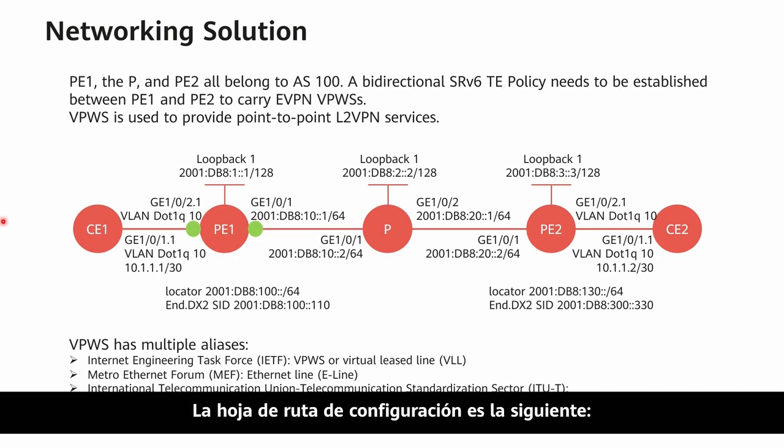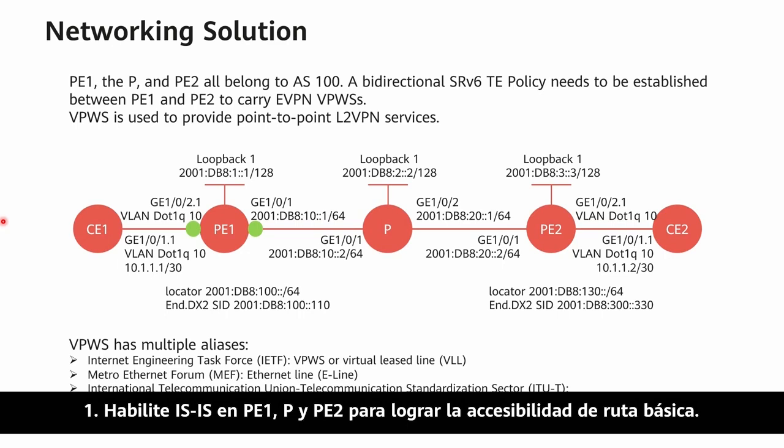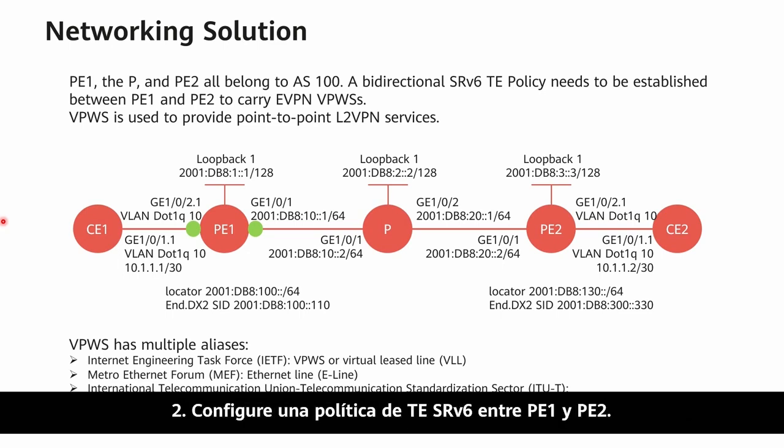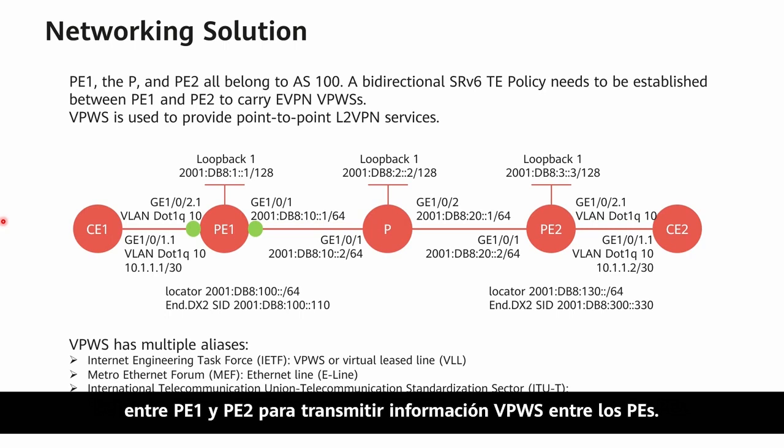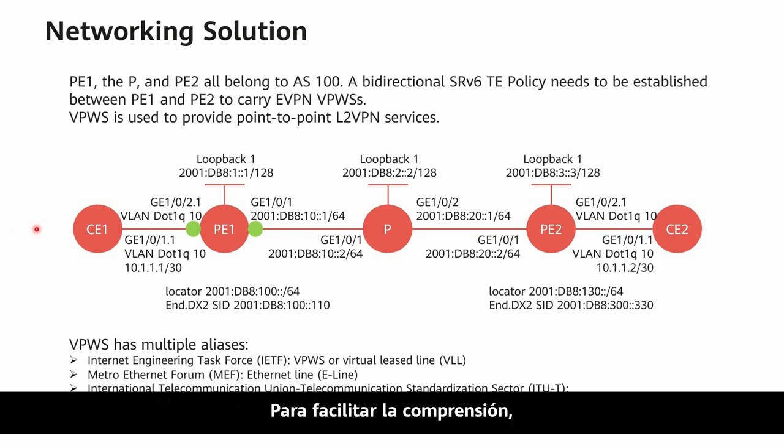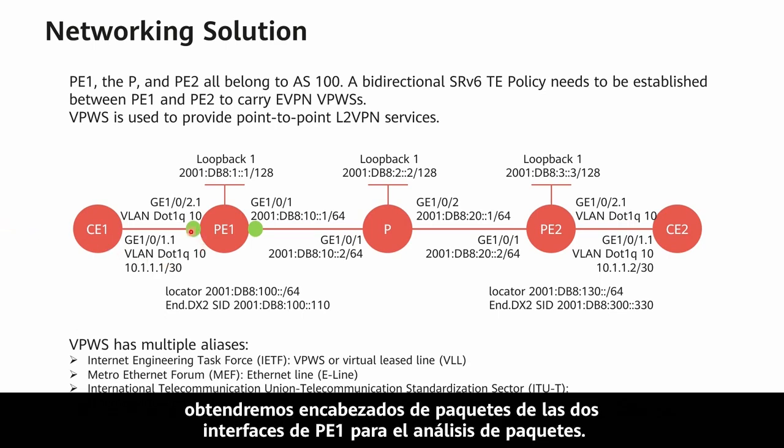The configuration roadmap is as follows. First, enable IS-IS on P1, the P and the P2 to achieve basic route reachability. Second, configure an SRv6 TE policy between P1 and P2. Third, configure CE access on P1 and P2. In addition, establish a BGP EVPN peer relationship between P1 and P2 to transmit VPWS information between the PEs. For ease of understanding, we'll obtain packet headers from the two interfaces of P1 for packet parsing.